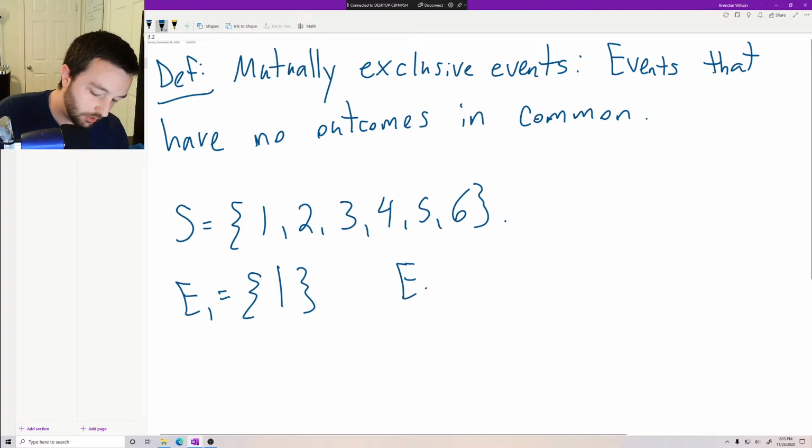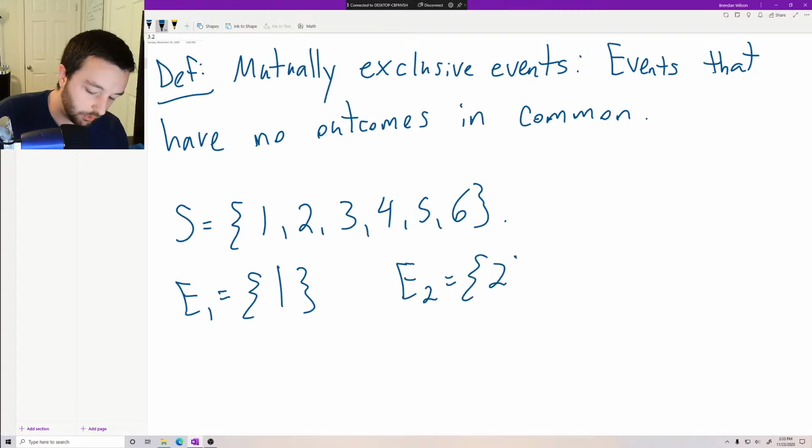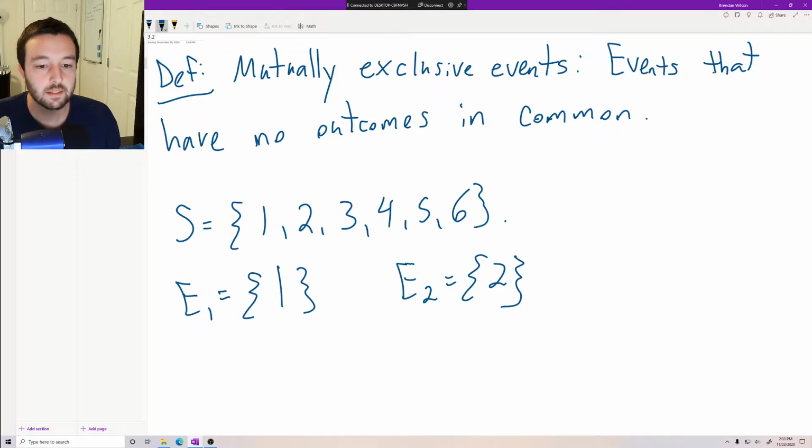And let's say E2 is the event that we roll a 2. Then these are two events and they don't have anything in common, right? This one is only rolling a 1, this one's only rolling a 2. There's no shared outcome here. So we would say these two events are mutually exclusive. The words mutually exclusive, just in plain English, means that if one of them happens, the other one can't happen. And that's exactly what this means here. If they have no outcomes in common, then they can't happen at the same time.